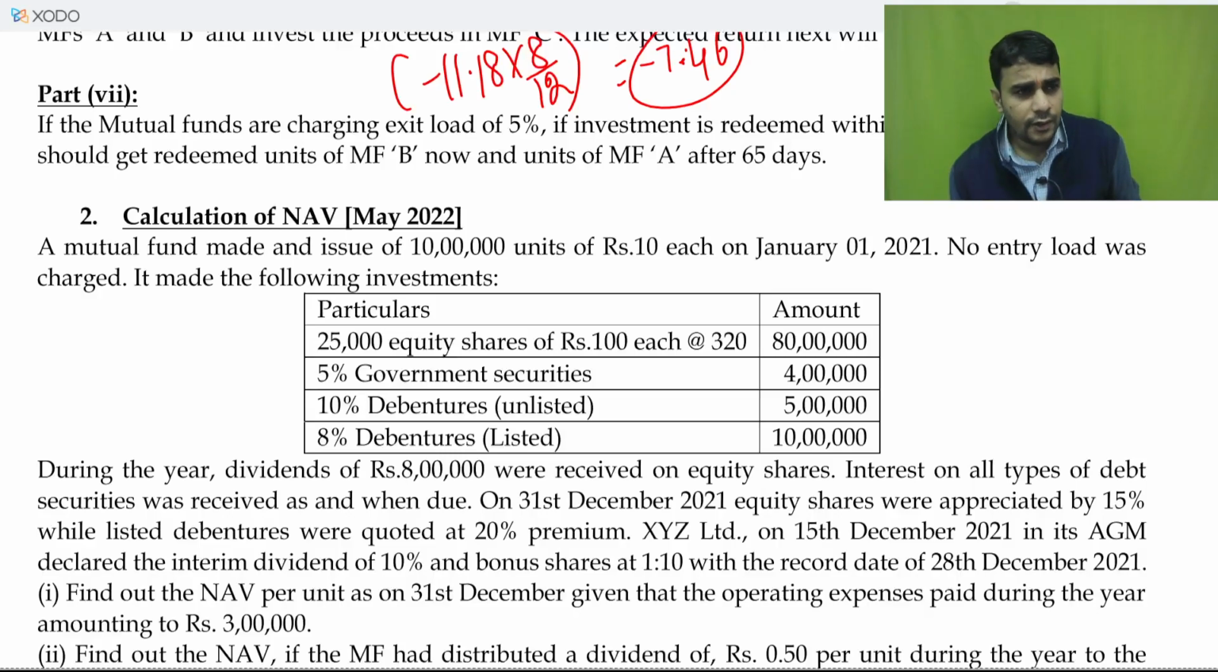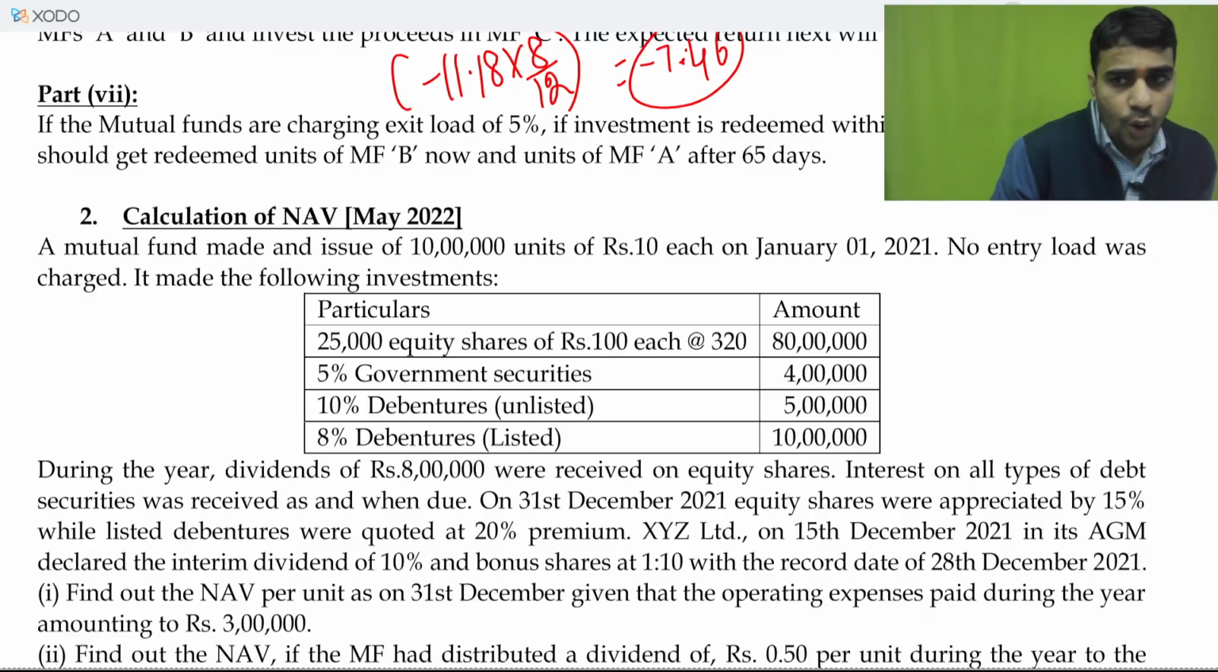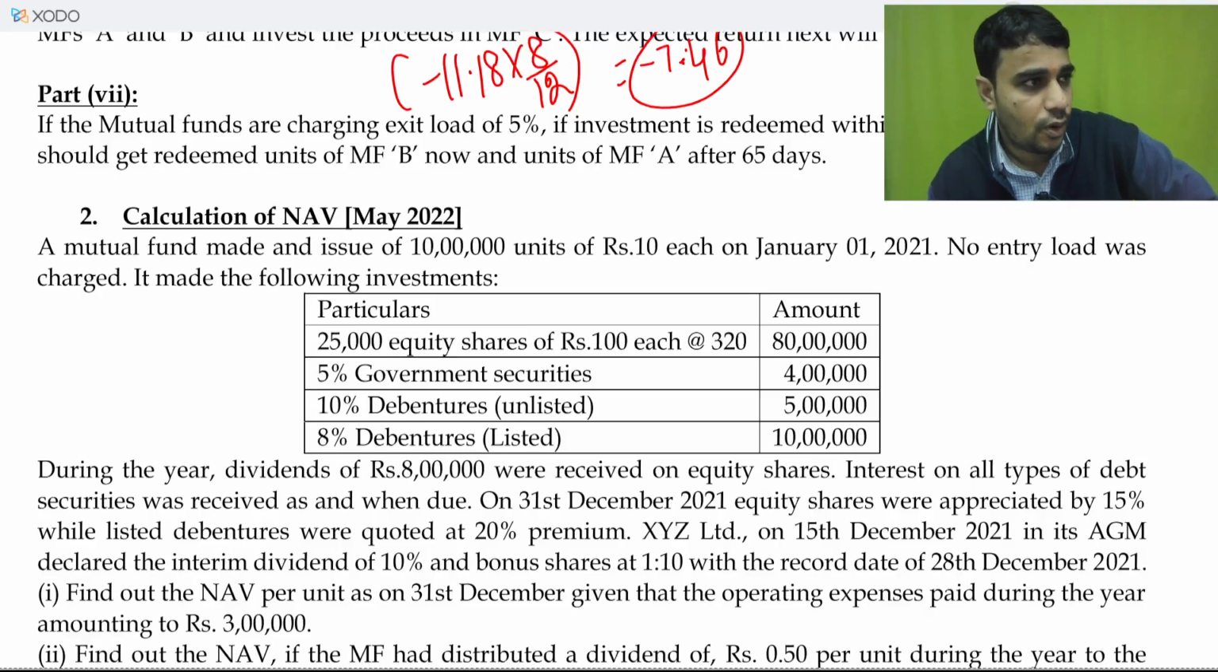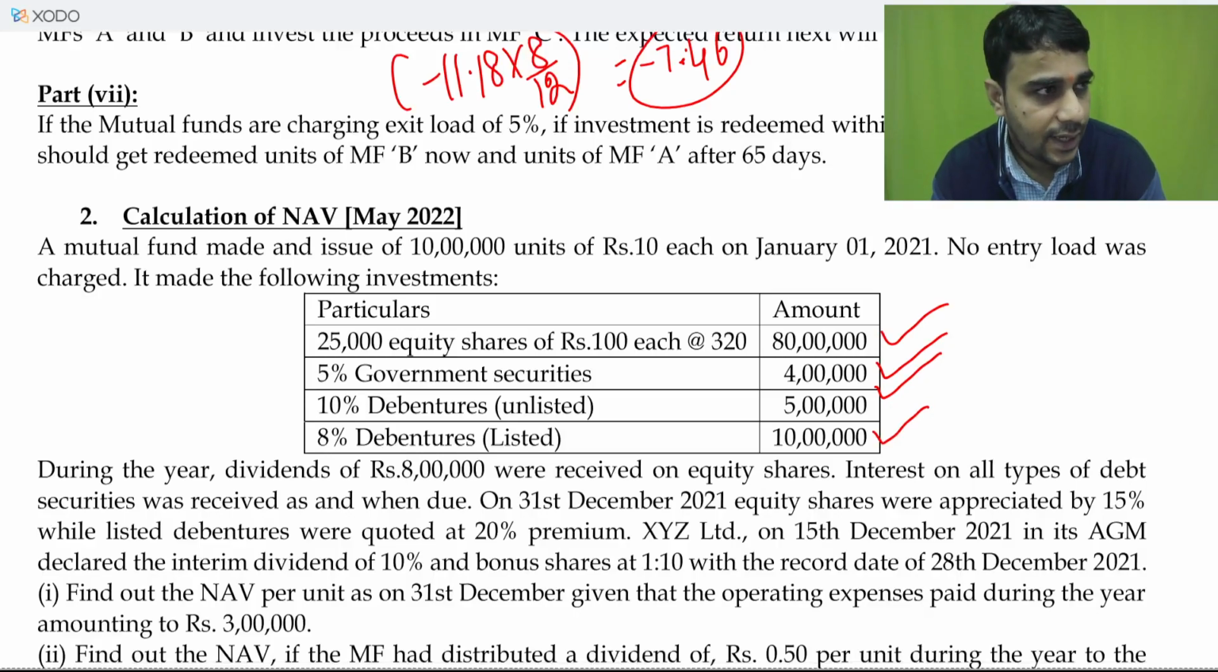Now, when I have to calculate NAV, I've said all assets minus liability. What are the assets I'm going to have: equity shares, government security, debentures, listed, unlisted. All these assets are there. Some liabilities, if there, I subtract them and I get to the NAV. Now, there will be two types of question. One type of problem where you can track all cash inflow and outflow of the mutual fund.